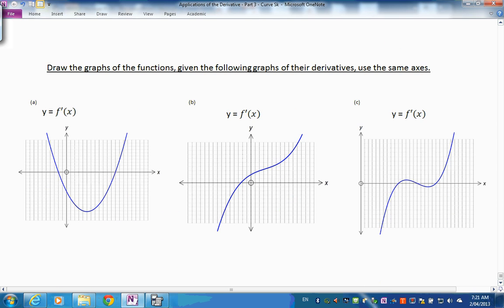Okay. Here are the graphs of the derivatives. Draw the graphs of the function. So I'd like you to pause the presentation now, have a go, because I'm going to write the solutions over the top.